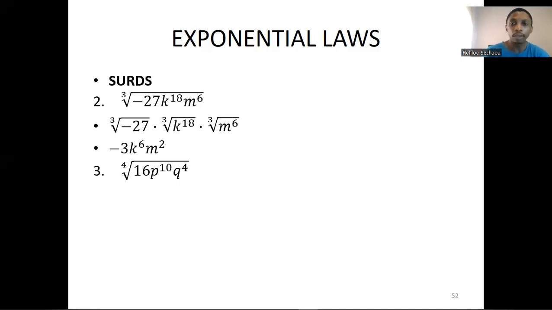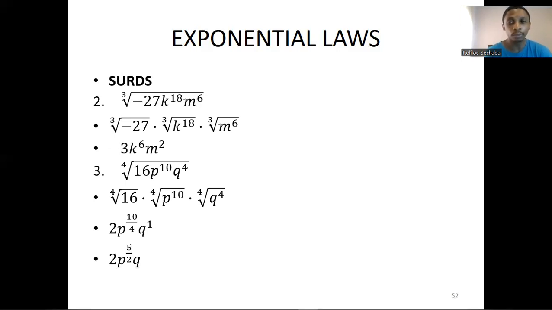Distribute the fourth root. So you will find the fourth root of 16, the fourth root of p to the exponent of 10, the fourth root of q to the exponent of 4. What is the fourth root of 16? It is 2. What about the next one though? You'll have p to the exponent of 10 divided by 4, because you need to take that 10 and divide it by 4. The last one will be q to the exponent of 4 divided by 4, which is simply 1. Now you have 2p to the exponent of, simplify that fraction, 10 divided by 4 is 5 over 2. All right, that is for number 3.